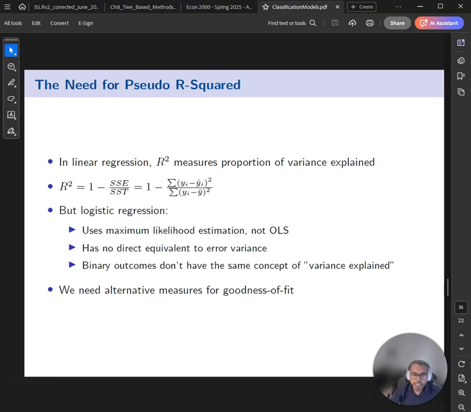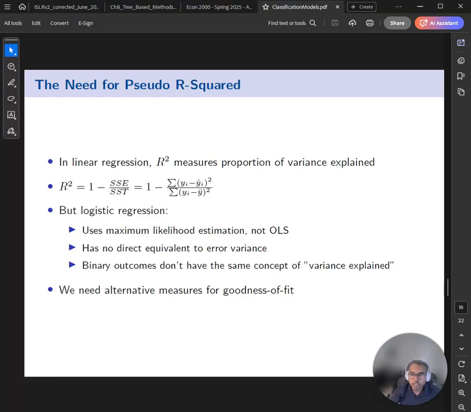So in linear regression, we have this very intuitive measure called R-squared that tells us the proportion of variance explained by the model. And the formula is 1 minus SSE by SST. But with logistic regression, we run into several issues that make this approach problematic. First, logistic regression uses MLE, not OLS. The math framework is different.